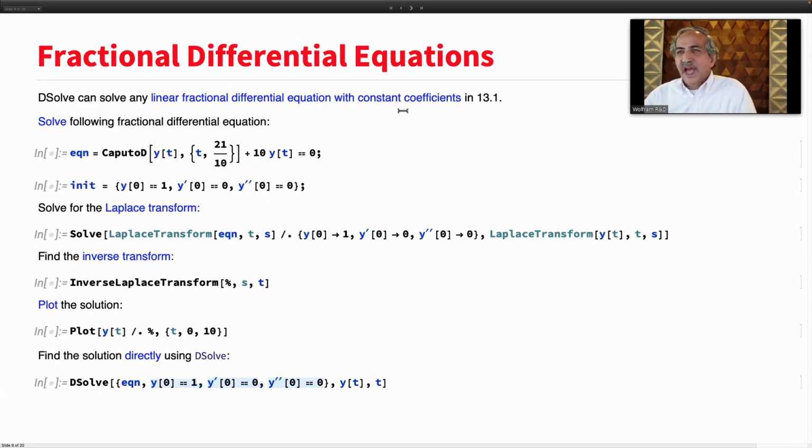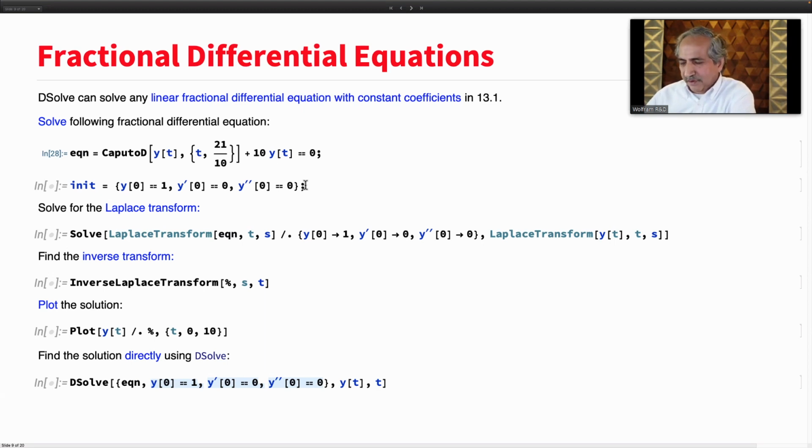So DSolve has forever solved ordinary differential equations and partial differential equations, but in version 13.1, we can also solve linear fractional differential equations with constant coefficients. And almost any of them, not all, maybe. You may have missed something over here. So here is a typical example, but instead of D, you have a capital D, and you could have any order over here, like 2.1 in this case. That's a constant over here. It's a linear fractional differential equation with constant coefficients.